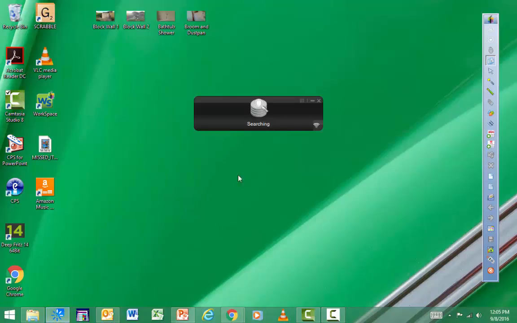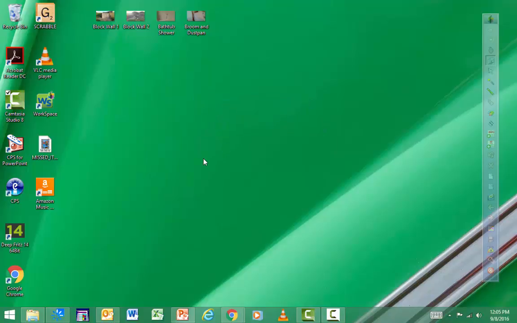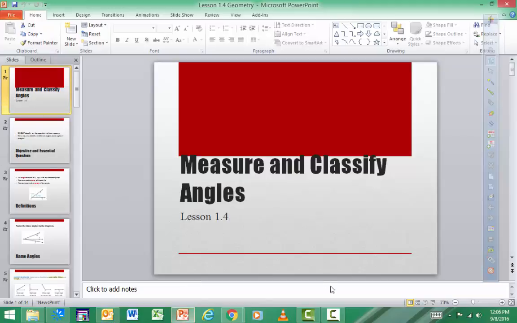Okay, so we're doing 1.4, and it will be interesting as you work through this section that you compare it to section 1.2 about segments. This time we're going to talk about angles. A lot of the ideas are very similar. So let's go ahead and get going on it.